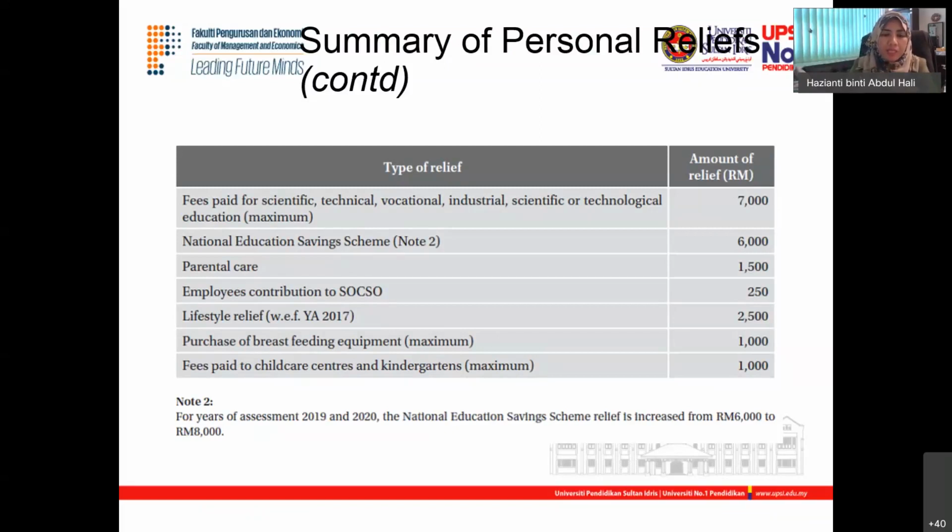And then the lifestyle ni pun, because last time untuk lifestyle ni dia purchase of books magazine, dia letak 1,000 tahun dulu lah, prior to 2017. Tapi masuk 2017, dia naikkan 2,500, dan dia masukkan semua dalam ni. Beli buku, majalah, handphone. Kalau tak dulu komputer kategori lain, majalah kategori lain. Tapi dia combine semua, dia jadikan lifestyle. Jadi 2,500 lah.